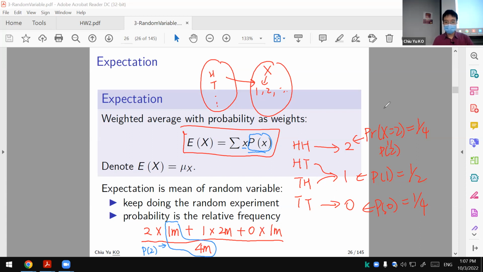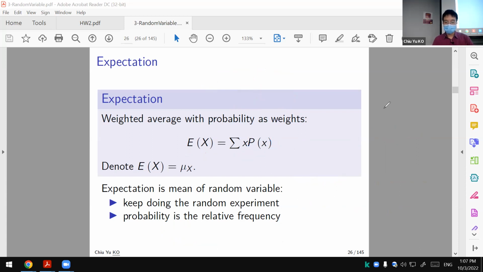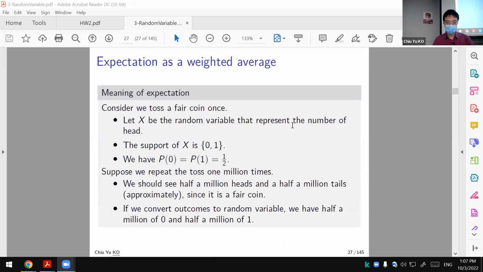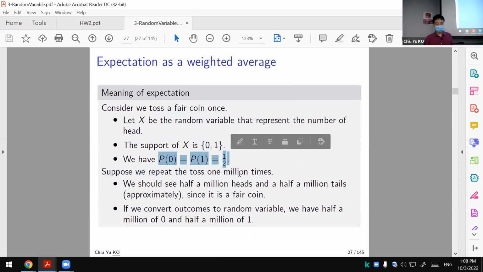So I see not everyone is convinced by this, so let's see this one example, this black one. You toss a coin once. Let's make a simple one. X is a random variable that represents the number of heads, so it's either 0 or 1. And this is a fair coin, so each has probability 1/2.